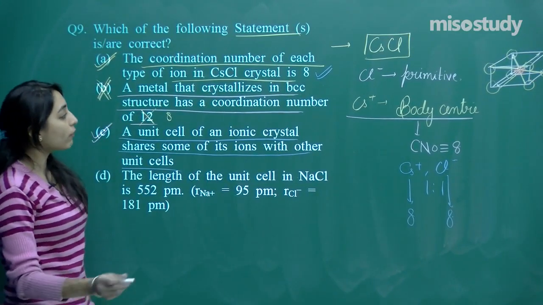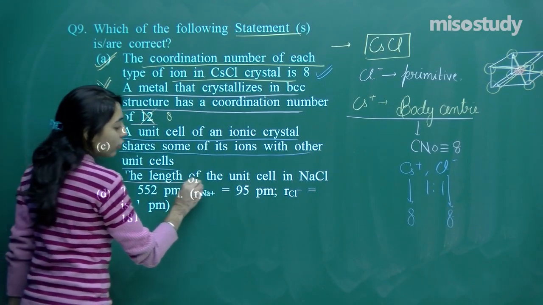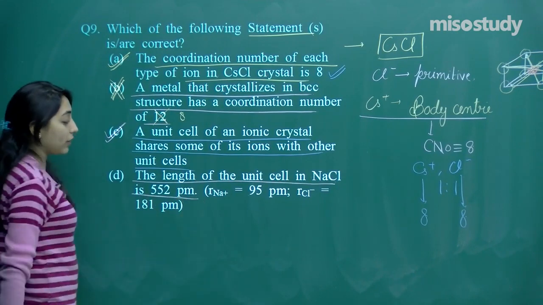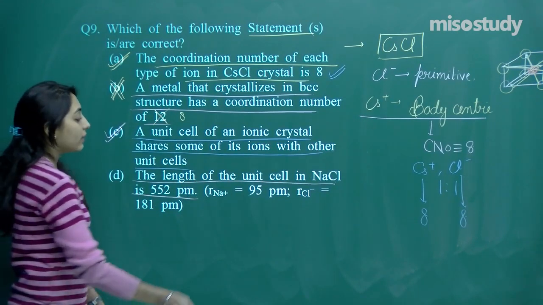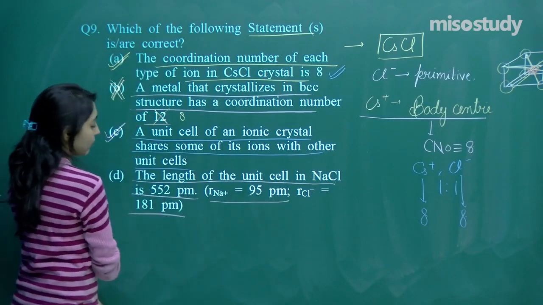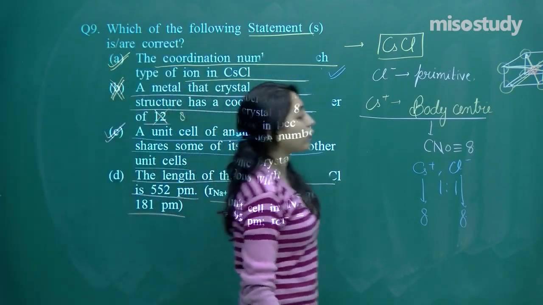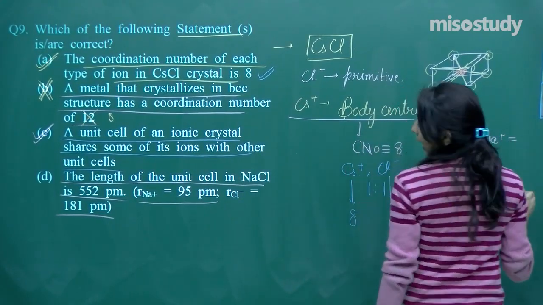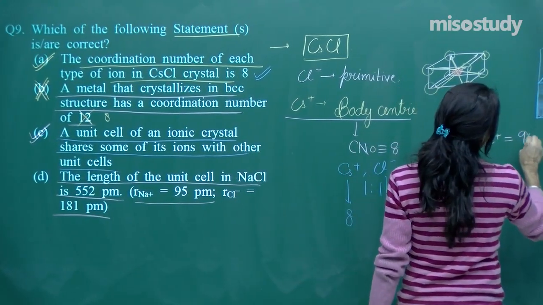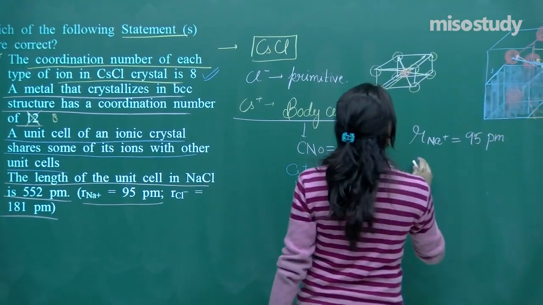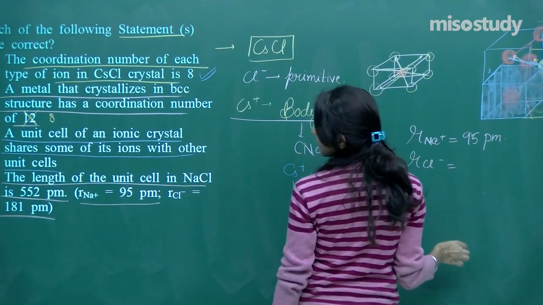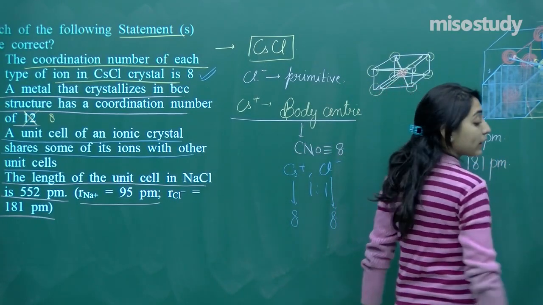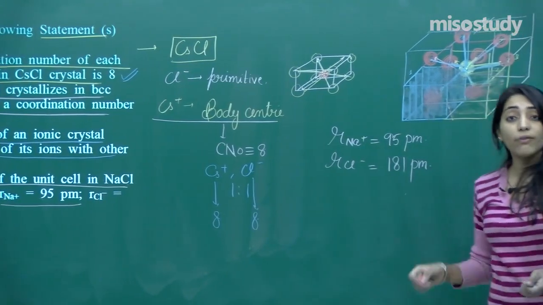Okay. Moving further, we have: the edge length of the unit cell in NaCl is 552 picometers. Let us see how. The radius of Na plus is given and the radius of Cl minus is given. Let me just note down the value. Radius of Na plus is given to me as 95 and the radius of Cl minus is given to me as 181. And we need to calculate the value of the edge length of NaCl.